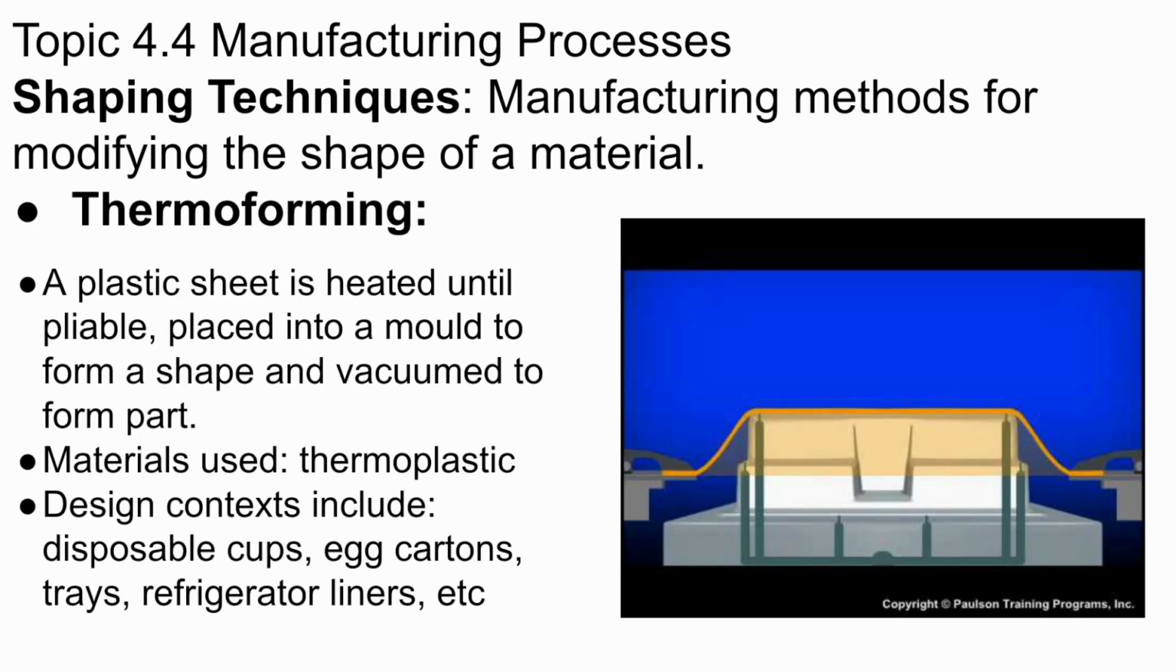Thermal forming is where a plastic sheet is heated until it's pliable, it's placed in a mold to form a shape, and then vacuumed to that part.